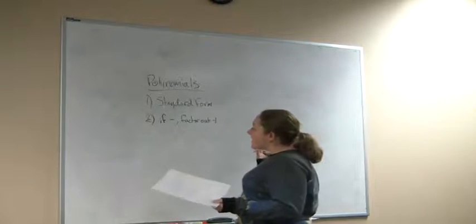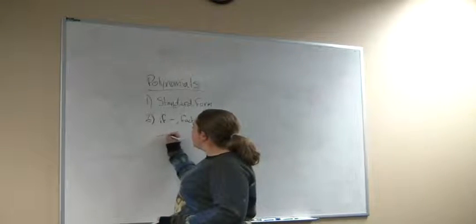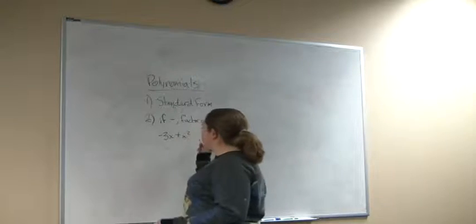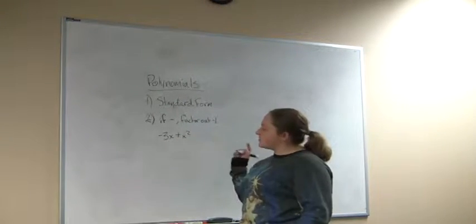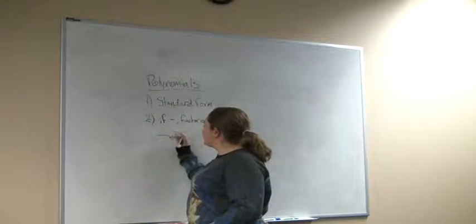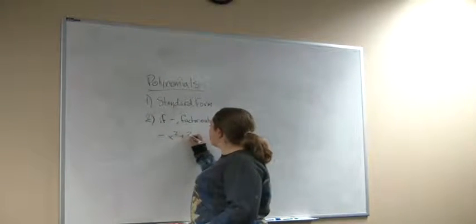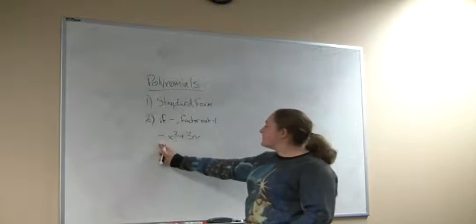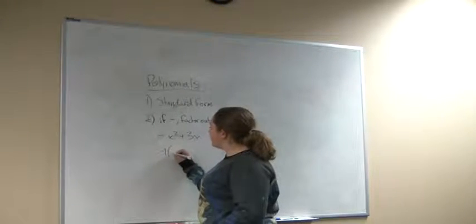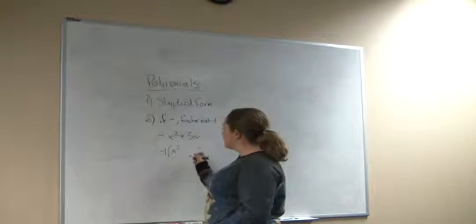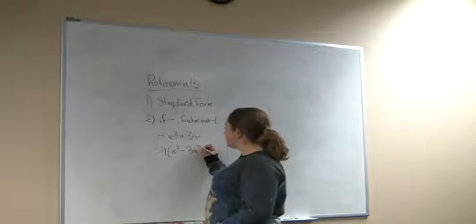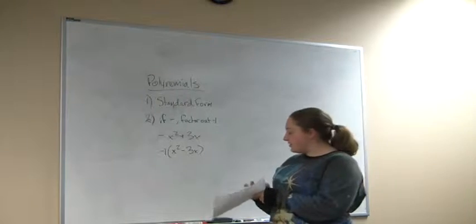Now, what I mean by that is, if you have a -x squared plus 3x, you have to get rid of that negative sign. So what you're going to do is factor out a -1. So when you have that -1 out here, you have a positive x squared, and then you factor out a -1 here, so it'd be minus 3x. So that's what I mean by that.